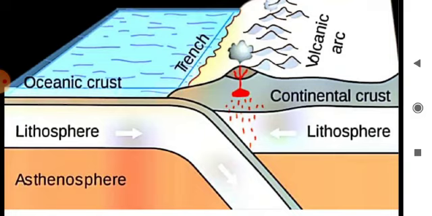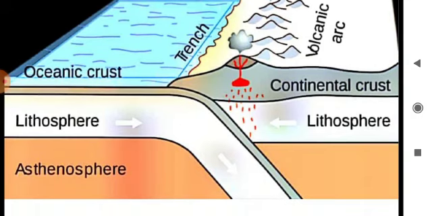The crust on the whole is thickest beneath the mountains and thinnest under the ocean. It is composed of various kinds of rocks. Its uppermost part consists of sedimentary rock.